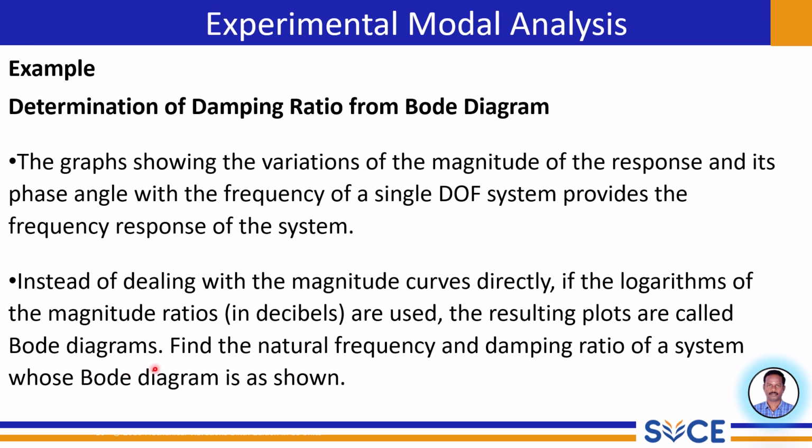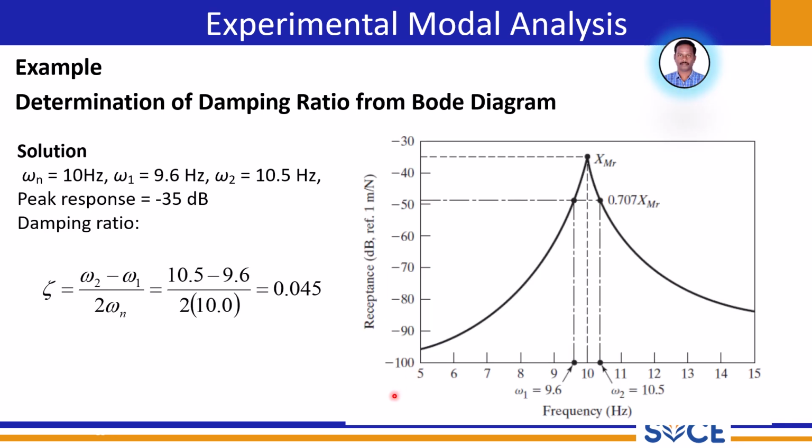In this example, our goal is to find the natural frequency and damping ratio of a system based on its given Bode diagram. Here is the solution to our example. We can find the natural frequency, which corresponds to the peak of the resonance. In this case, omega n is 10 Hz.